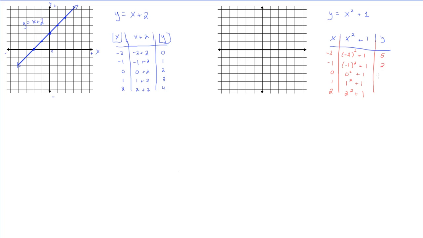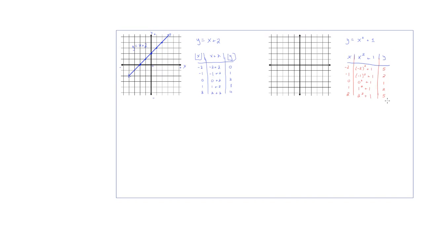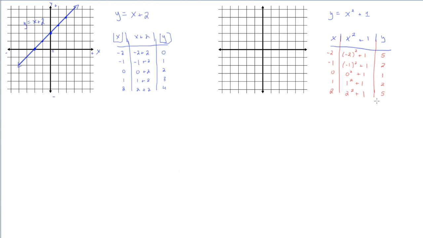1 plus 1 gives you 2. 0 squared is 0, plus 1 gives you 1. And then over here, you have 1 squared, which gives you 1, plus 1 gives you 2. 2 times 2 is 4, plus 1 gives you 5. Okay, and you can kind of see this pattern here. All right. So we can start here, and then we're going to graph this. Starting out, we have -2, 5, then 1, 2, 3, 4, 5.